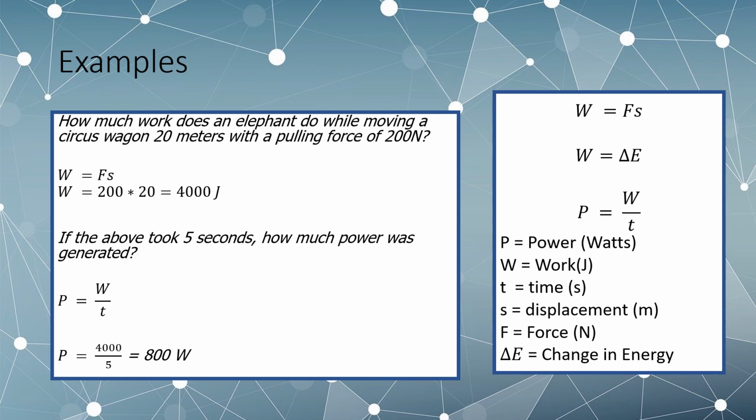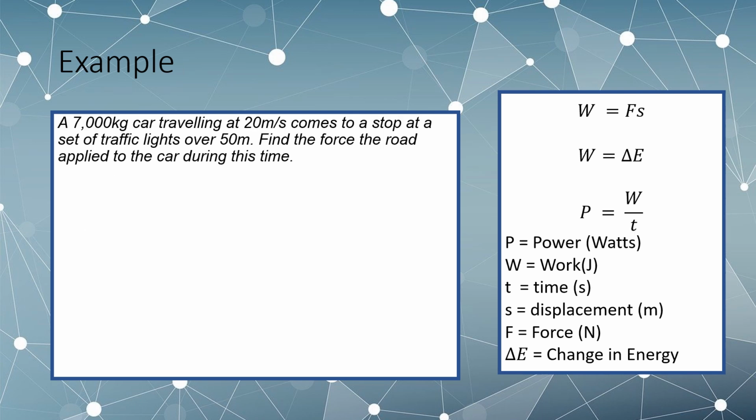From these simple problems, let's look at a far more complex problem with multiple more steps involving work. We're asked in this question, a 7,000 kilogram car traveling at 20 meters per second comes to a stop at a set of traffic lights over 50 meters. Find the force of the road applied to the car during this time. So, in this case, it is a work question, but we're not looking specifically for work. We're asked to find force.